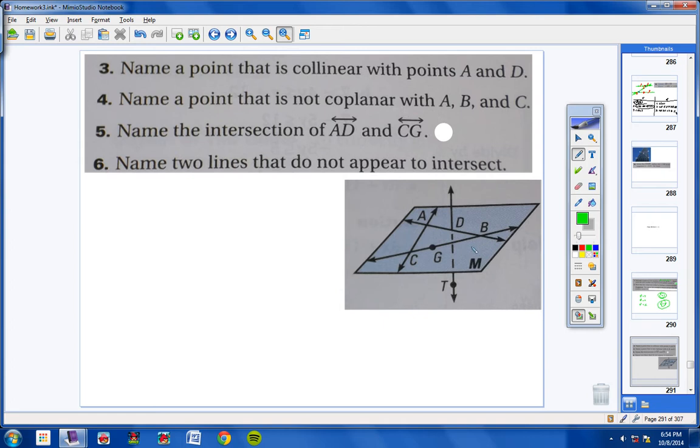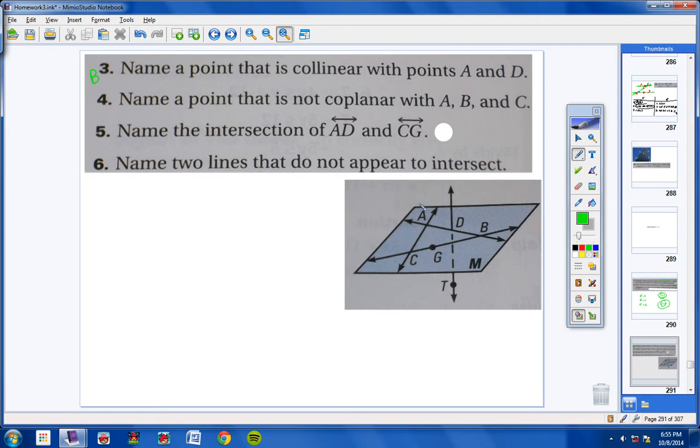Now, collinear means they lie in the same line. So here's A. Here's D. It looks like B. A, D, and B all lie on the same line. So, name a point that is collinear with A and D. That would be point B. Number 4, name a point that is not coplanar with A, B, and C.